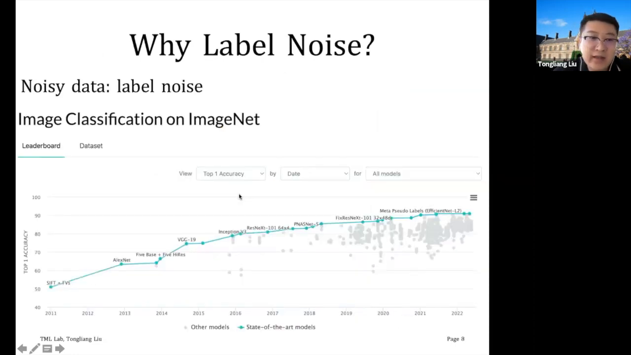For example, here I show the leaderboard of the ImageNet. Here, this is the top one accuracy. We can see that in this year, 2022, the best models have top one accuracy above 90%. And just now we introduced that the training data set and the validation data set have 6% of labels that are wrong. However, all those models haven't considered this. If we consider label errors or label noise, we believe that the best models should be different. There's also a lot of room for improvement.